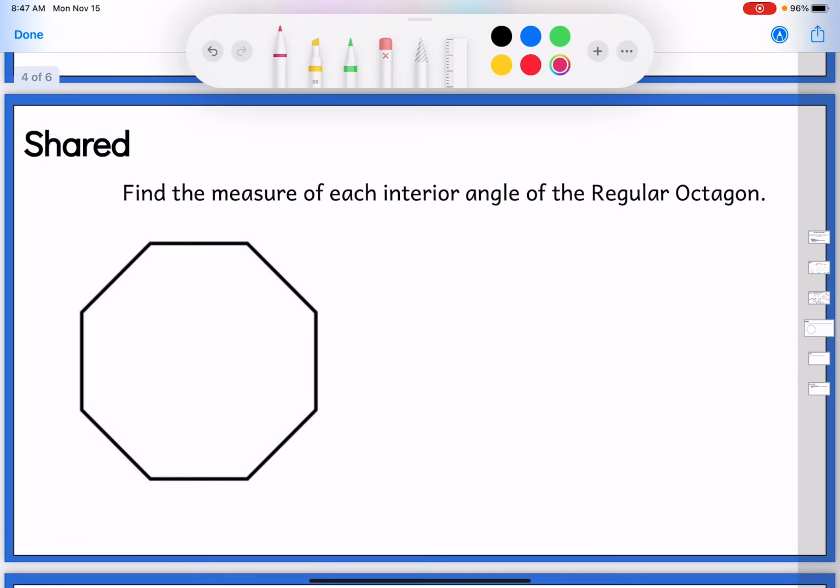Here's your next problem, and that says to find the measure of each interior angle. Each interior angle of a regular octagon. So I do know that this octagon is regular. So I know all the angles are congruent. Why don't you pause your video, see if you can't figure this one out on your own.